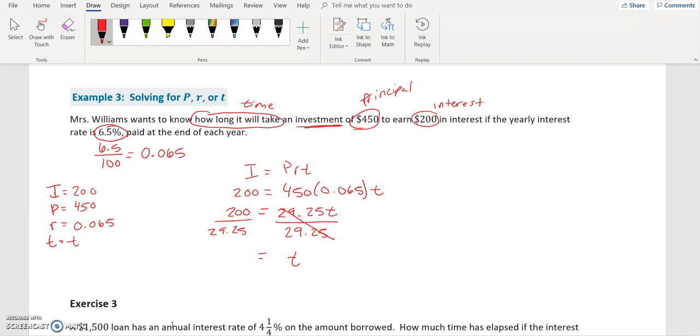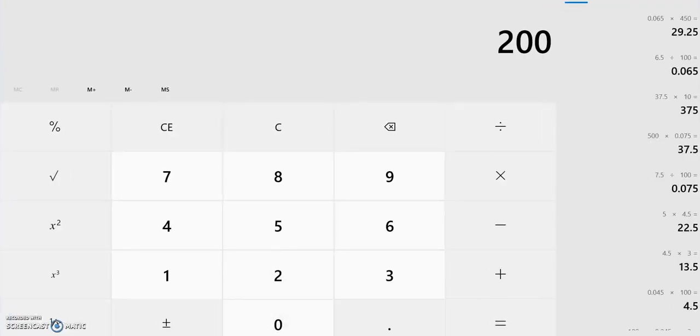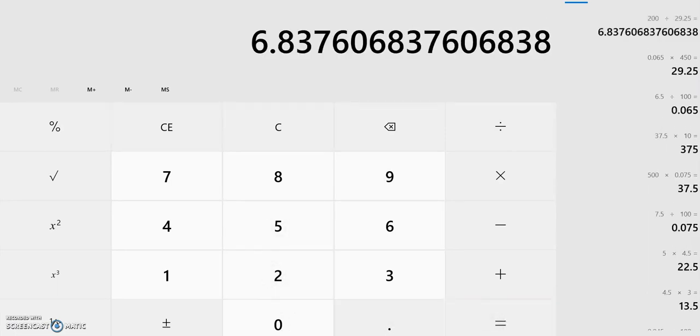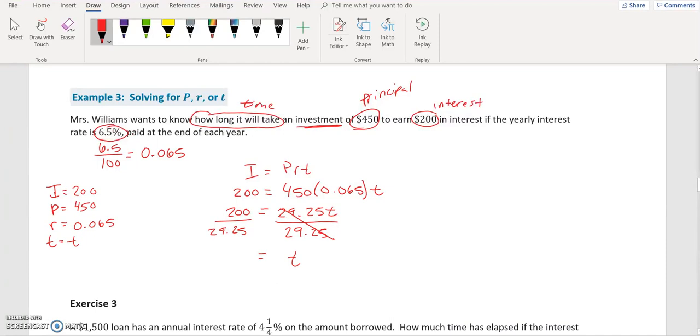Because 29.25 divided by 29.25 gives me T. T is equal to 200 divided by 29.25 equals 6.837. So 6.837 is equal to T. T was the number of years. So it says at the end of each year. So at the end of 6 years, it's not going to be enough. So we have to go up to 7 years.